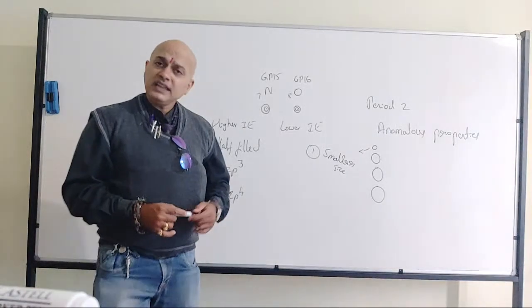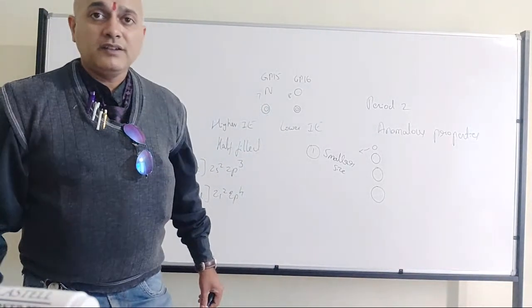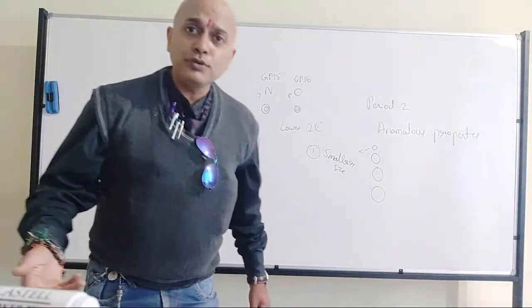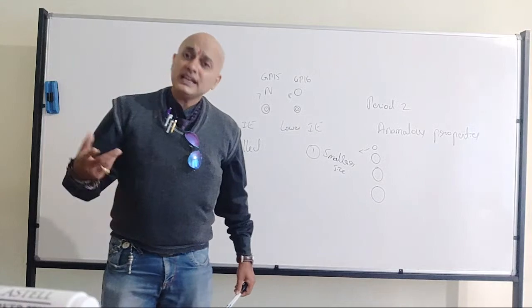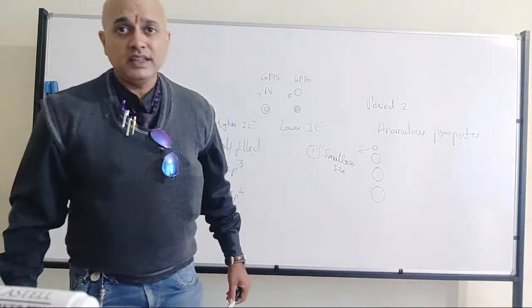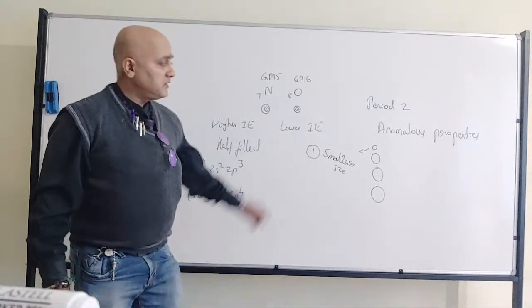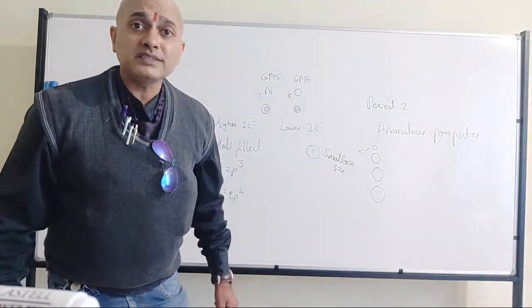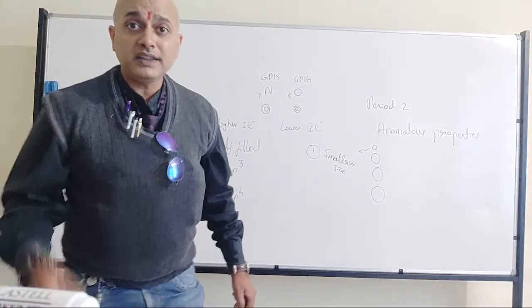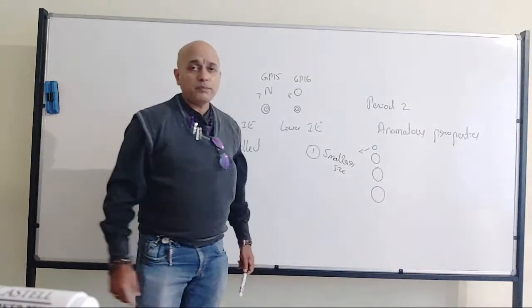Whether lithium, yes, lithium in group 1 will be the smallest atom. Beryllium, yes, in group 2, beryllium is the smallest one. If I take halogens, yes, fluorine is the smallest one. If I take the nitrogen family, yes, nitrogen is the smallest one. So one reason is smaller atomic size compared to other elements in those groups. That is one reason for the anomalous properties.